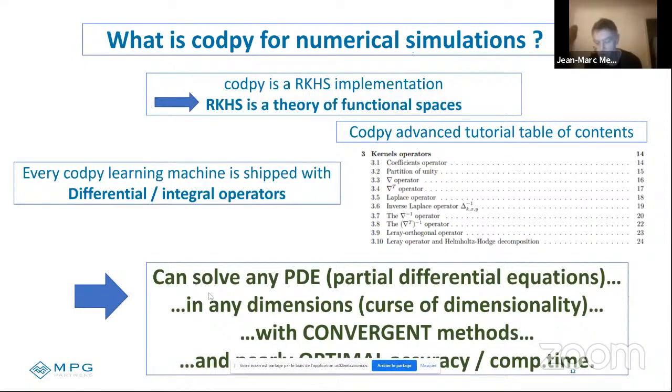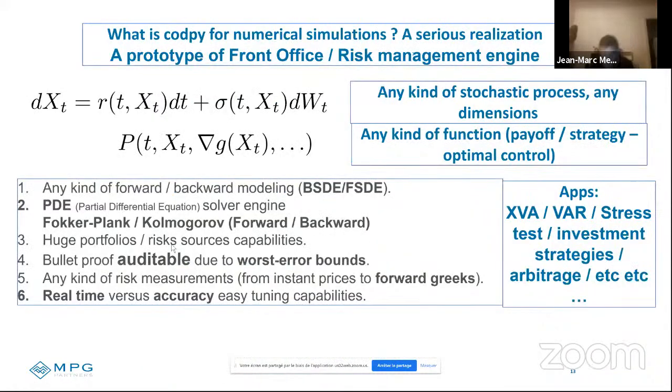I would like to look also at another aspect of CodePy. CodePy is quite interesting because we can do quite sophisticated numerical simulation. The reason is very simple. I already gave the same slide some slides before. As we have a whole collection of differential and integral operators, basically, we can solve any partial differential equation, and you can do it in any dimension, and we can do it with convergent methods. And as I showed you some slides ago, we can do it also with optimal accuracy or computational time. So let me give you an example of what we are doing with CodePy.